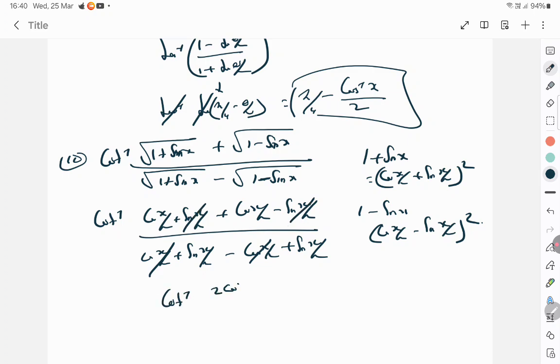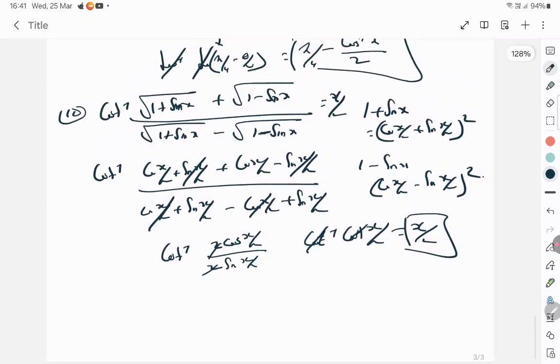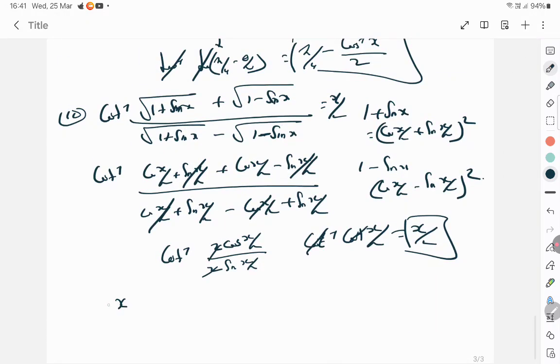Cot inverse of 2 cos x by 2 by 2 sin x by 2, which is cot inverse of cot x by 2. So the answer itself is x by 2. And that's exactly what they would ask you to prove. In this question, they would have specified that x is lying between 0 and pi by 4.